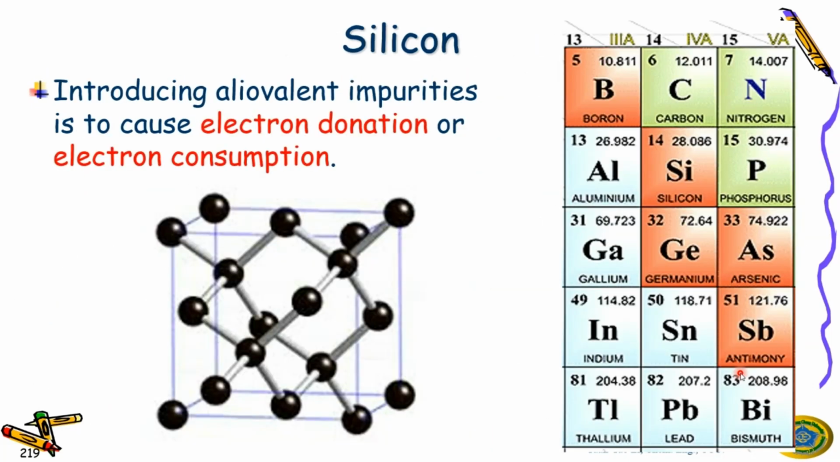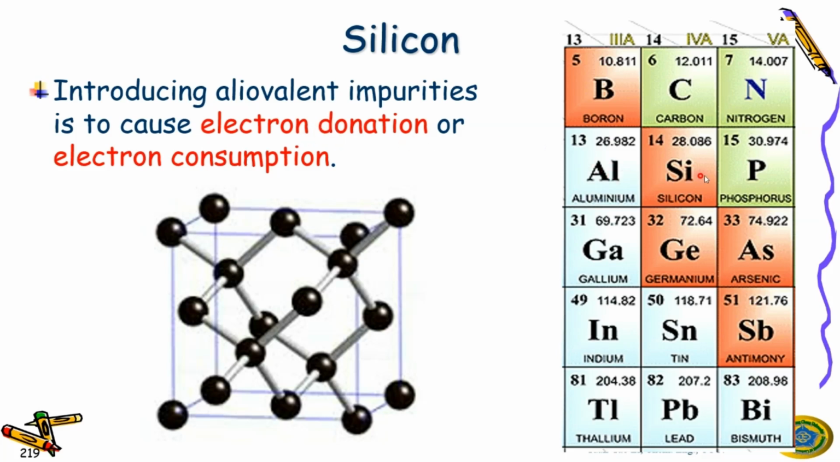So what can we change? What can we do for the silicon crystal? So introducing aliovalent impurities is to cause electron donation or electron consumption. So this is silicon, right? So you want to change the number of the electrons.